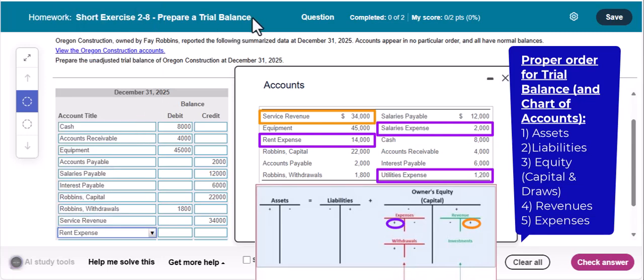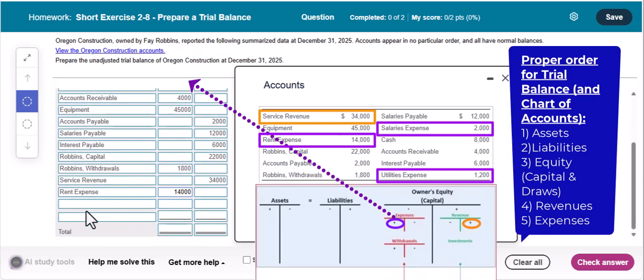And what is the plus side for expenses? It is the debit side. And that's why we'll be putting that on the left for 14,000. And then let's see how many other expenses we have. Looks like we have a salaries expense here and a utilities expense. So those will come next. So salaries expense, make sure not to put salaries payable on accident. 2,000 debit. Again, expenses are on the debit side, and then utilities expense last. And that is going to be for 1,200.